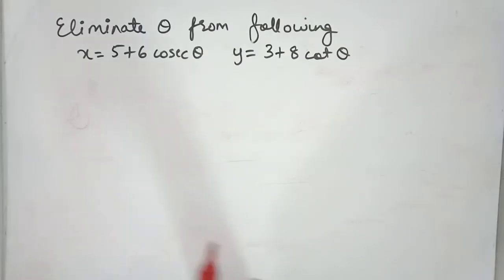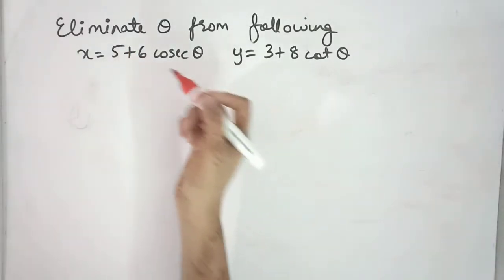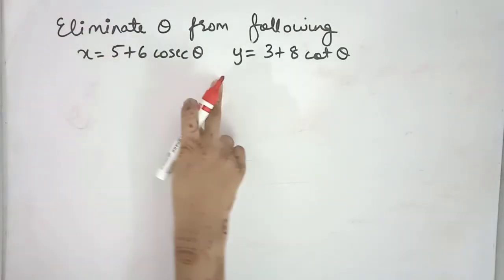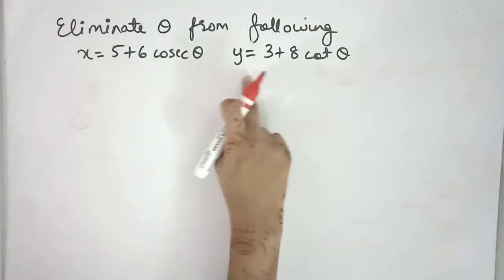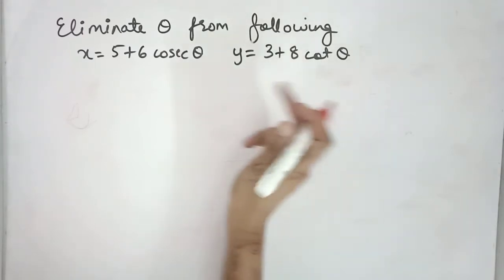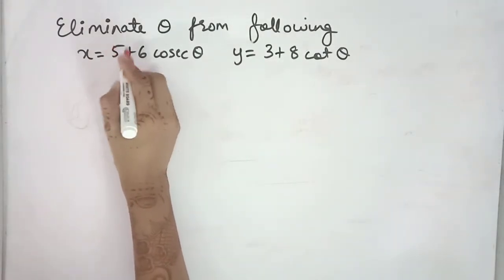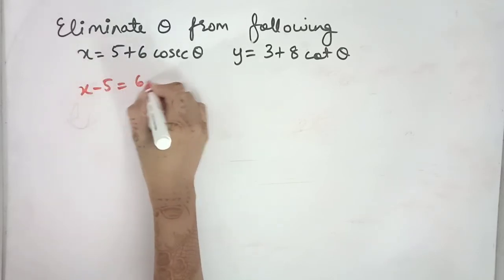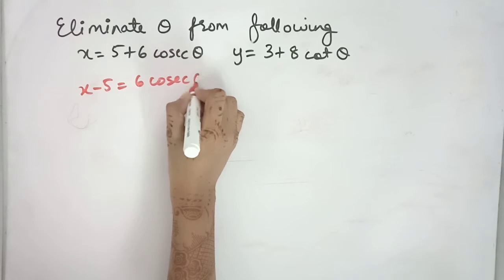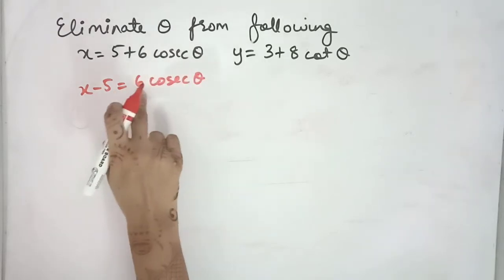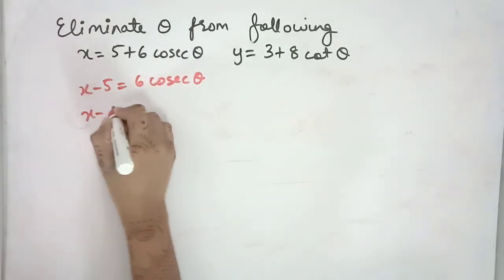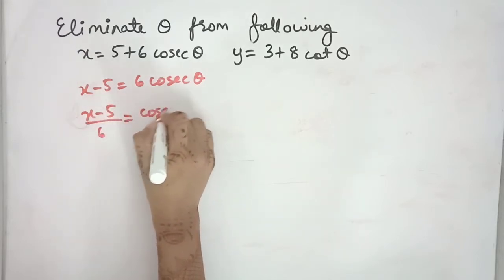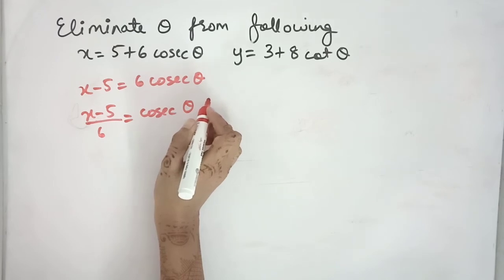Now let's see one more example on how to eliminate theta. First, we are given x is equal to 5 plus 6 cosec theta and y is equal to 3 plus 8 cot theta. We will shift plus 5 over there. So this will be x minus 5 is equal to 6 cosec theta. Now this 6 we will shift over here, so x minus 5 upon 6 is equal to cosec theta.